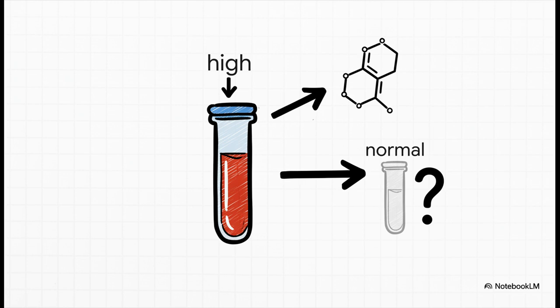If osmolarity is high, it's a decoy. Another solute, usually glucose, is pulling water into the blood and diluting the sodium. If it's normal, suspect pseudohyponatremia, a lab ghost, an error from high lipids or proteins.